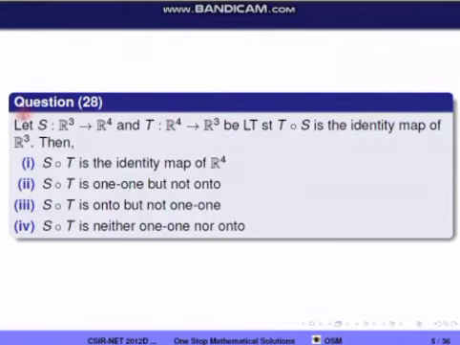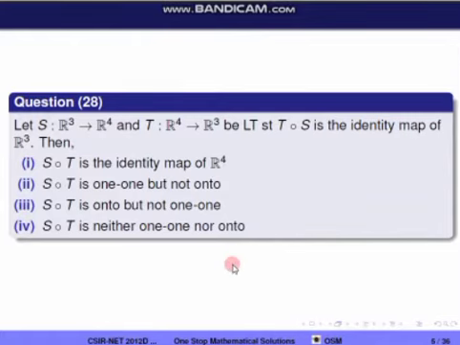Next question, question 28. Let S from R cube to R4 and T from R4 to R3 be linear transformations such that T composite S is the identity map of R cube. So we are given two linear transformations such that T composite S is the identity map. Then we have to check which of the following states the properties of S composite T.